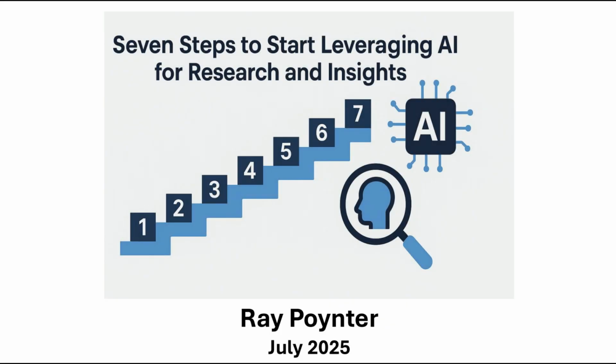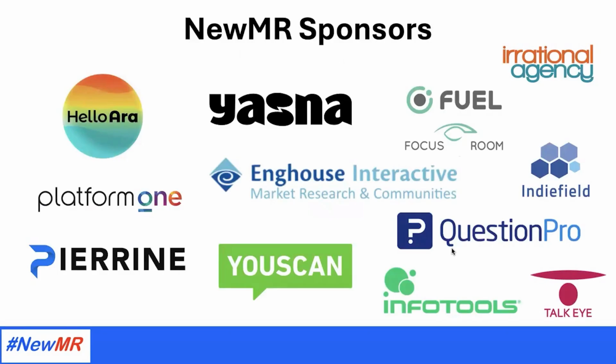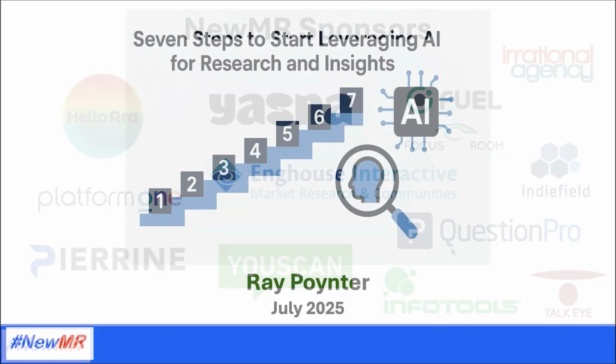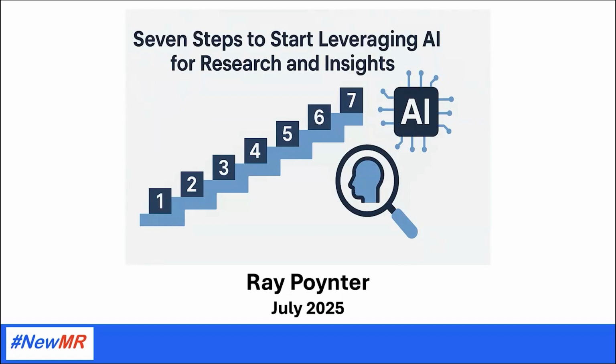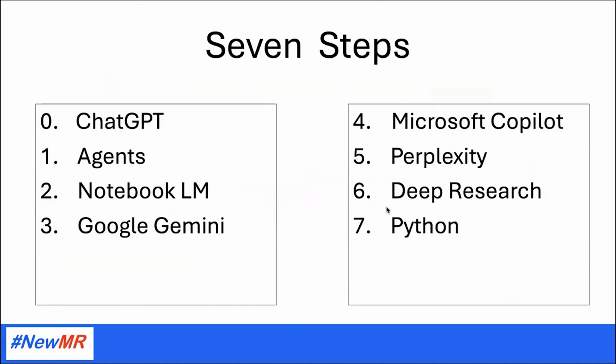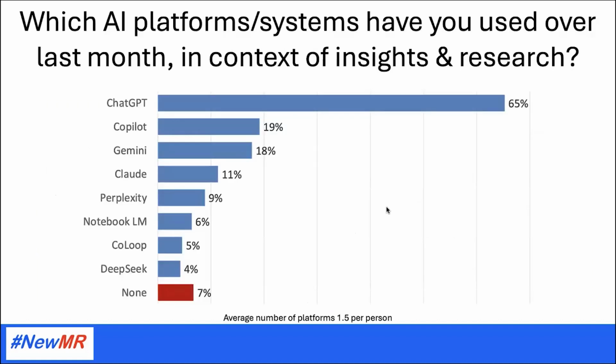So I'm going to share 7 steps to enable you to start leveraging artificial intelligence specifically for research and insights. I'm going to start with a quick word about ChatGPT, because it's not one of the 7 steps I'm going to be talking about. Then we're going to look at a variety of different options that you can use to really get things moving in the right direction.